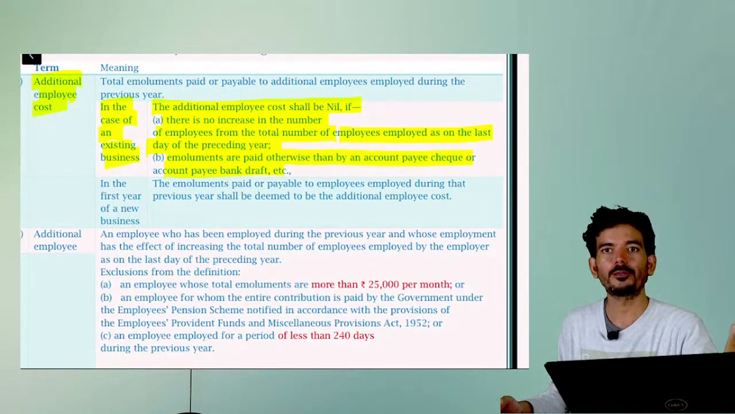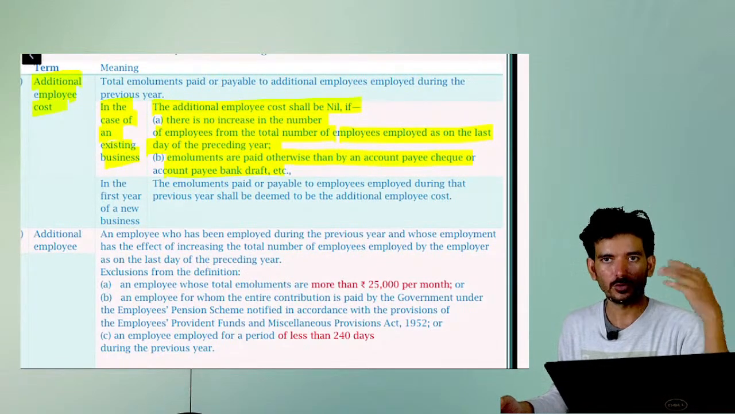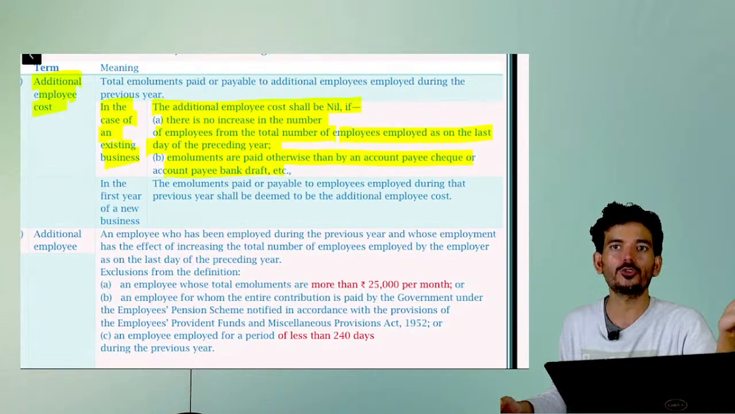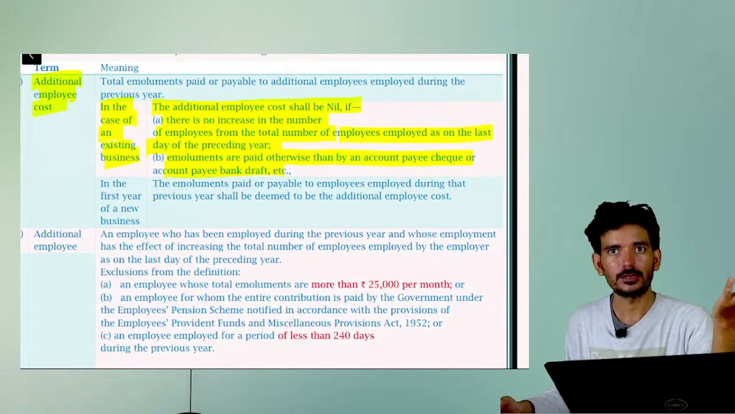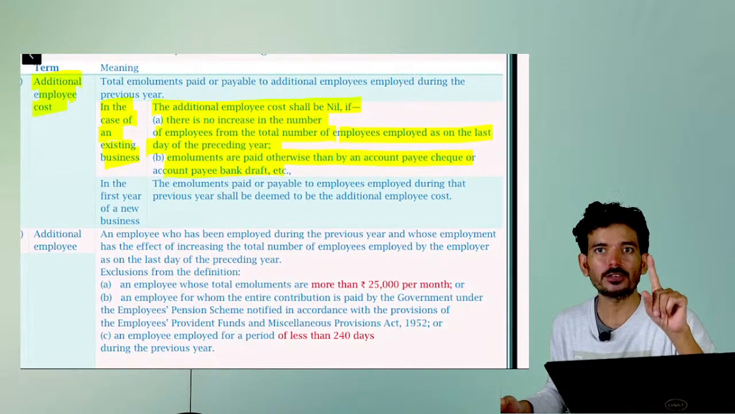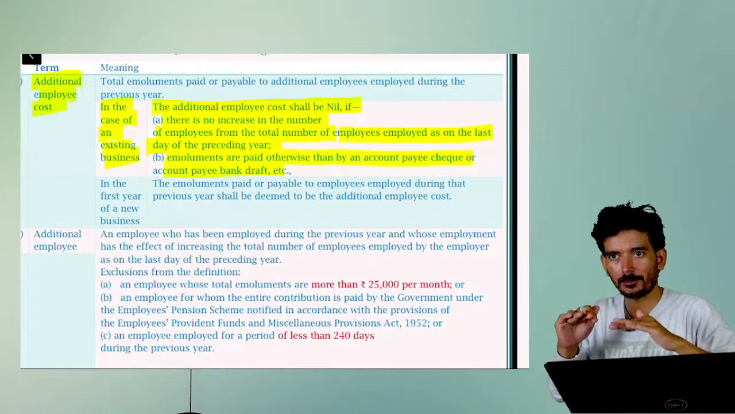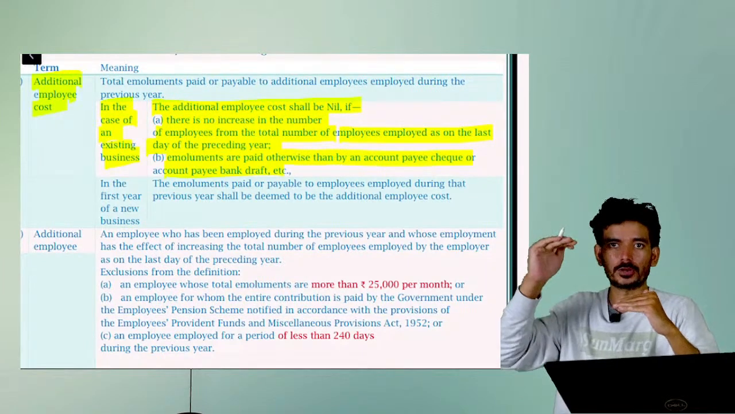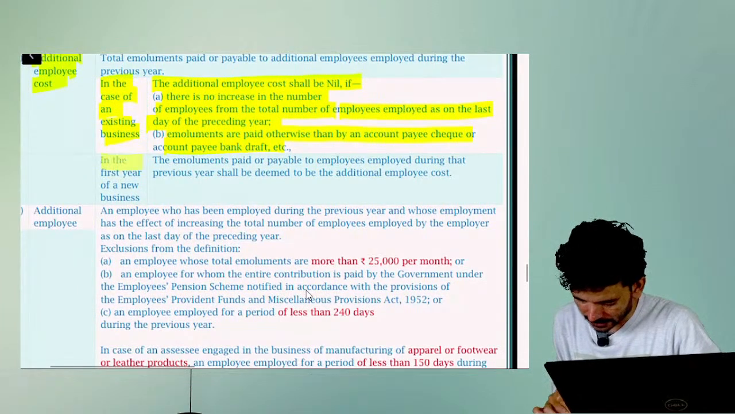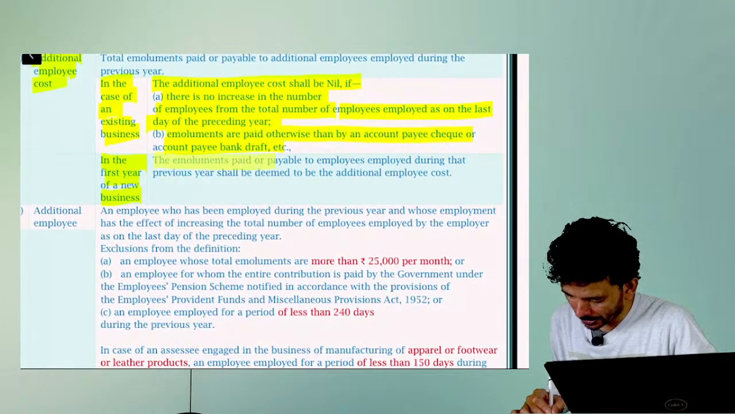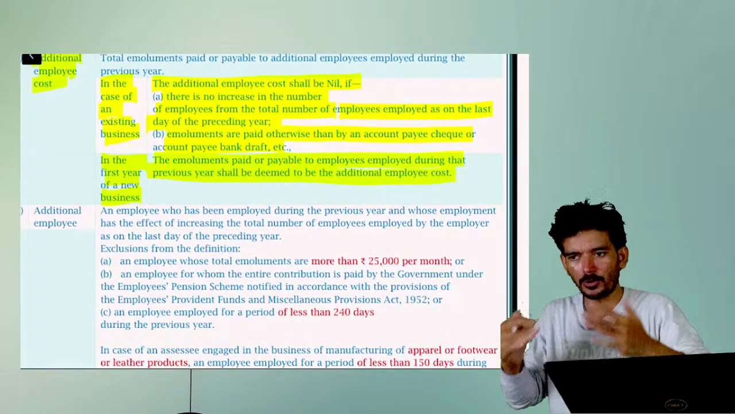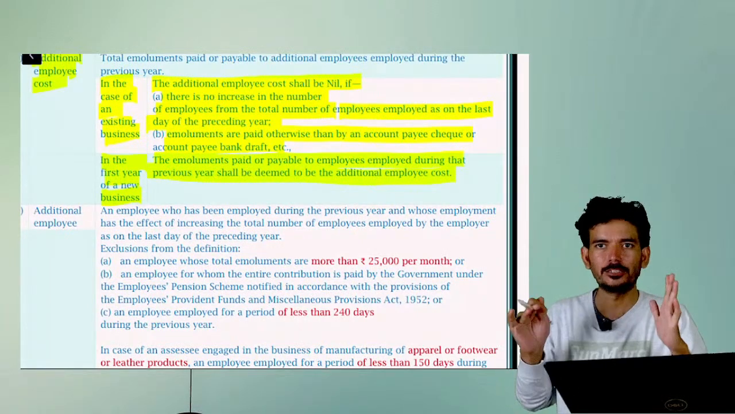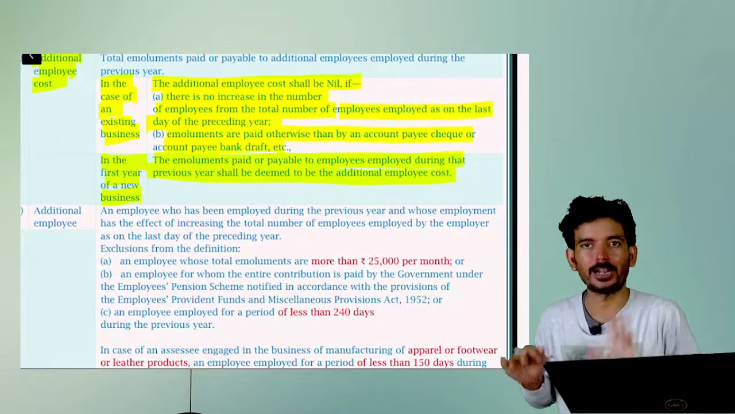Also ask them to open a bank account, a Jan Dhan account or whatever account, and from that you pay it. Then only can we view that the company has really paid the emoluments, the salary. So the condition that you have to remember is, if it is an existing company, the number of employees should have increased. And if it is a first-time company, the emoluments paid or payable to employees employed during the previous year shall be deemed to be additional. Because it's a new company, right? Whatever emoluments you are paying, on that you will be eligible for 80JJAA, provided other conditions are satisfied.